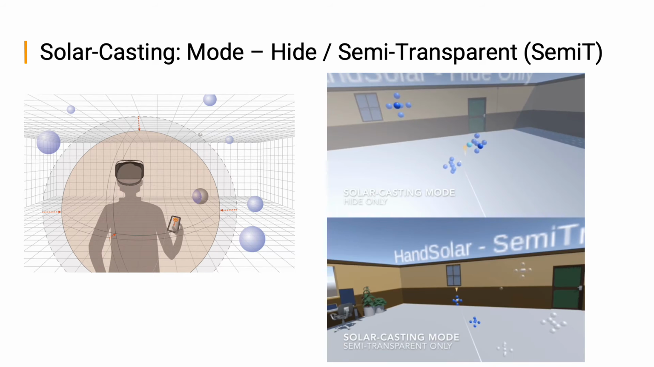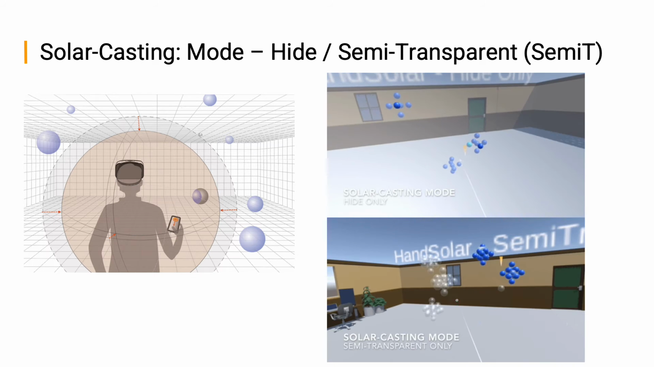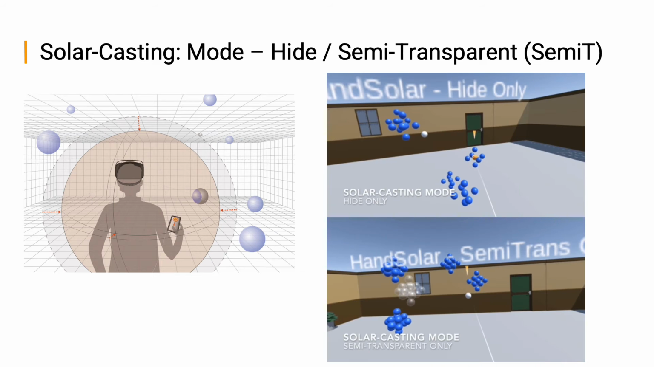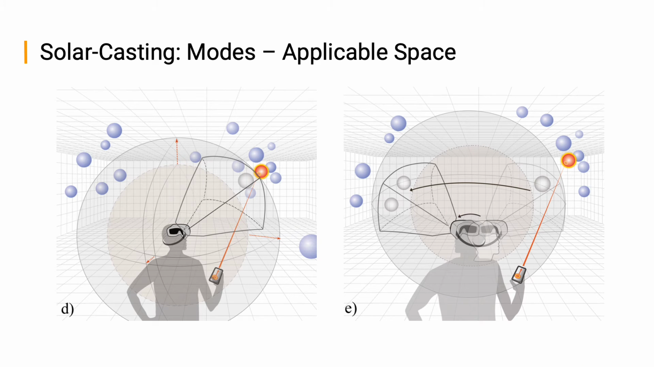maps the radius of the solar. When a finger moves up and down on the touchscreen, the radius increases and decreases correspondingly. In addition, all modes will only be applied to targets within solar and within user's field of view.